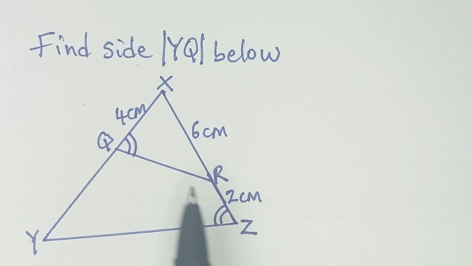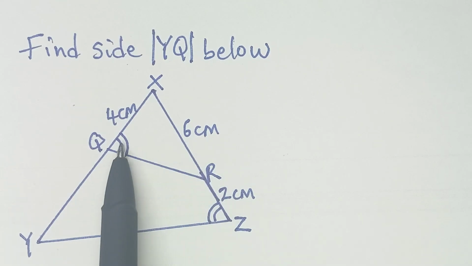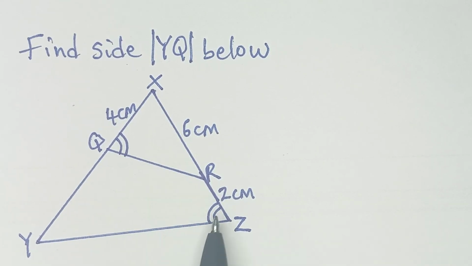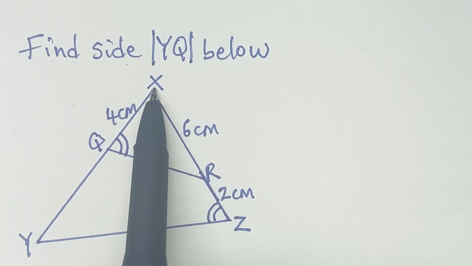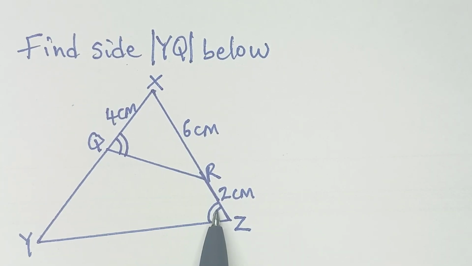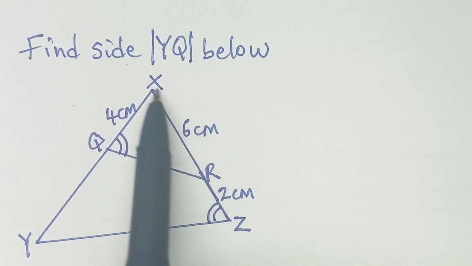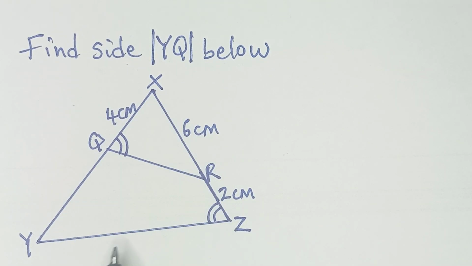Now if you check this shape, you see that we have two angles here that are equal. So this angle is equal to this angle. So using this triangle now, we can say that this angle is equal to this angle in different triangles. Now this is a smaller triangle and this is a larger triangle.